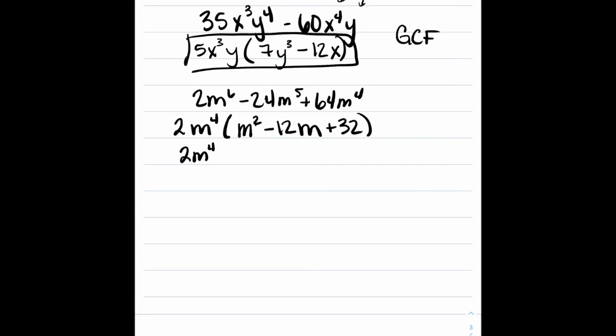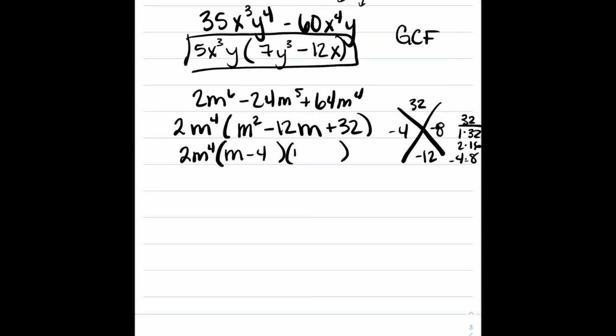So now I need to factor this trinomial. So I'm going to be left with 2m to the 4th times, and I need to factor this. So I'm looking for two numbers that multiply to give me 32 and add up to give me negative 12. If I wrote down my factors of 32, I have 1 and 32. I have 2 and 16. I don't think 3 goes in there. And then I have 4 and 8. So 4 and 8 give me 32. And I see that 4 plus 8 is 12. So if I make both of those negative, that should be my two factors. So that I'll end up with m minus 4 times m minus 8.